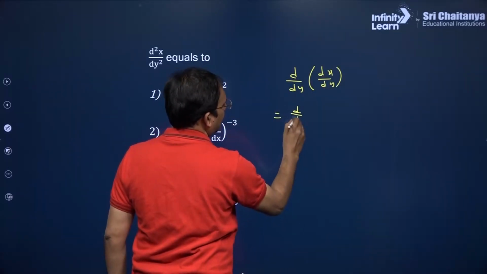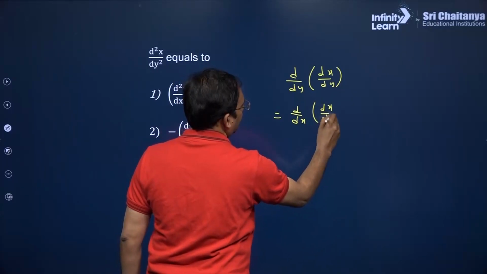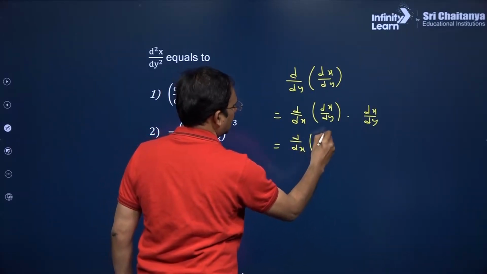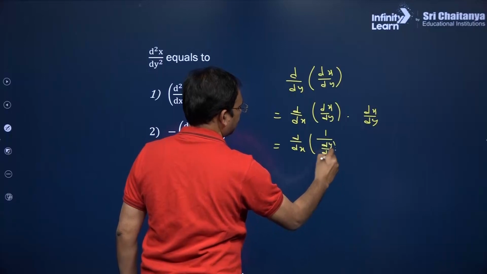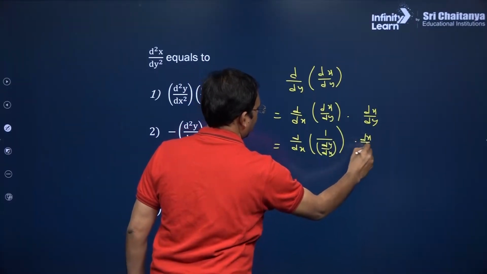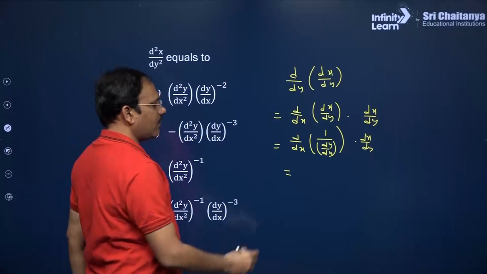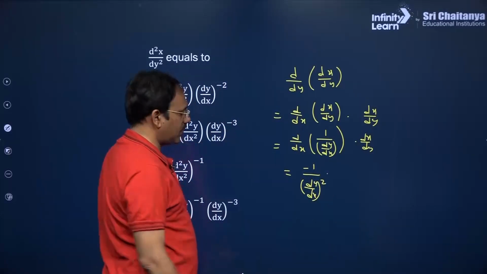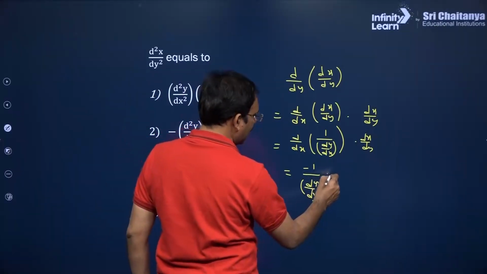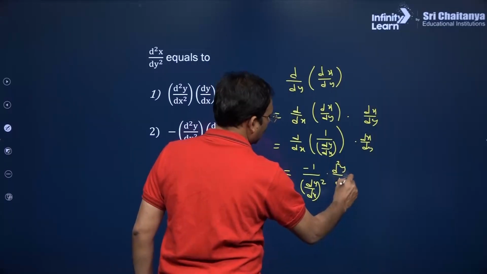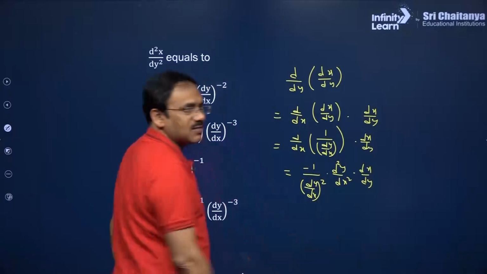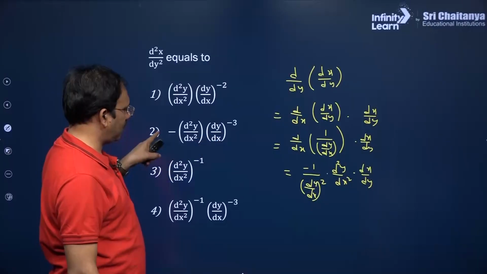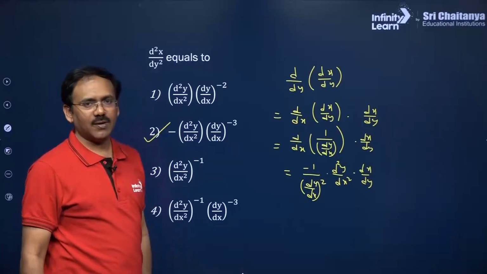You can write it like d by dx of dx by dy into dx by dy. You can write here d by dx of 1 by dy by dx into dx by dy. So the derivative of 1 by x is minus 1 by x square into its derivative d square y by dx square into dx by dy. You can write this dx by dy as 1 by dy by dx. So minus 1, you see, dy by dx power minus 3 into d square y by dx square. That's all, my dear friends.